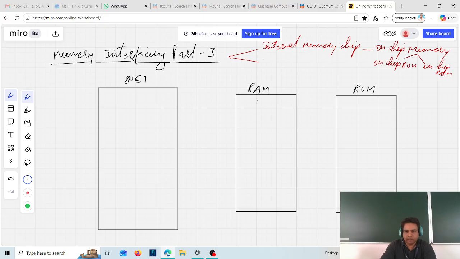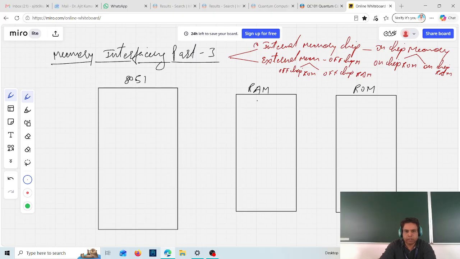Similarly, another is external memory. The external memory is also called off-chip memory. Again, this off-chip memory is of two types: off-chip ROM and off-chip RAM. So here we have broadly two types of memory.